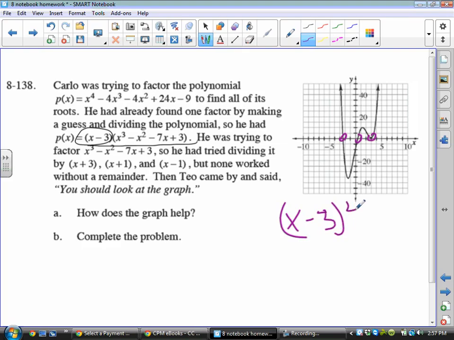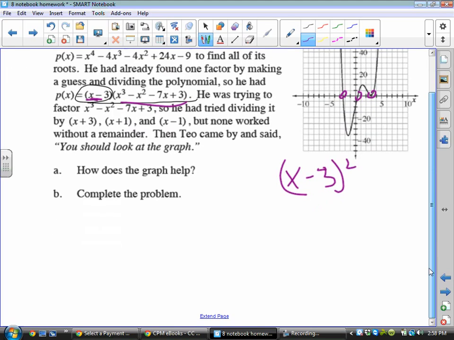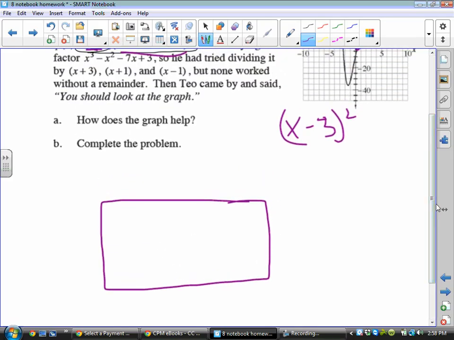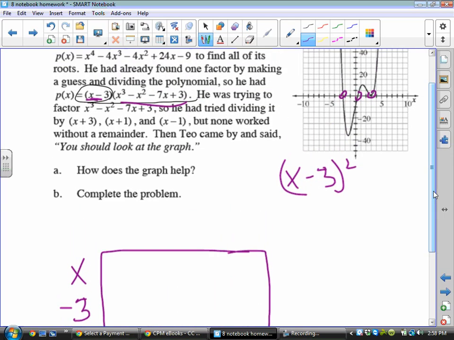Since the root at positive 3 bounces, I'm going to divide by x minus 3 a second time. Not just this first time, but I'm going to take this cubic and divide it by x minus 3 again to get it simpler. So I'm going to draw a rectangle here and write what was left over from the first time. He had x to the third minus x squared. If this messes you up to have it on the bottom, you don't have to write it on the bottom. You can write it to the side or just look at the problem again. So we're going to divide by x minus 3 a second time because the root bounces. It's a double root right here. Because that bounces, I'm going to divide by that same factor again.